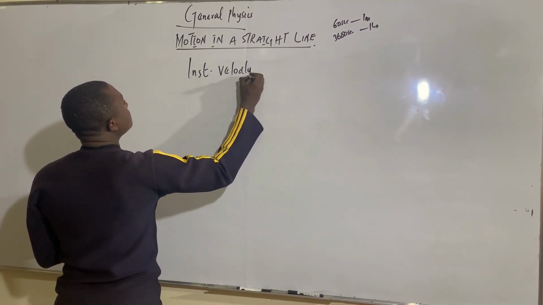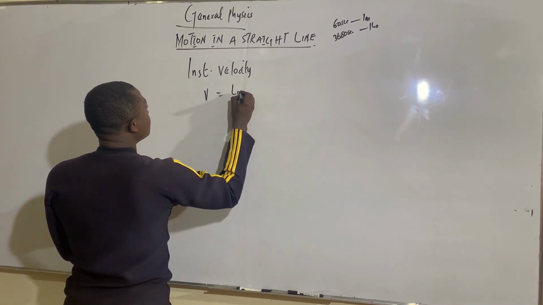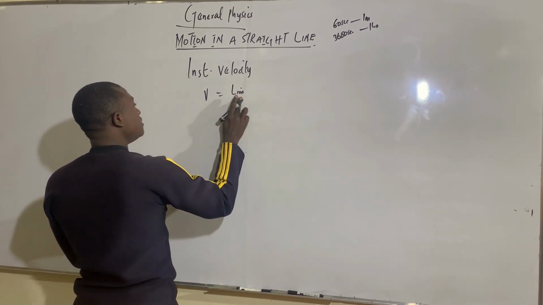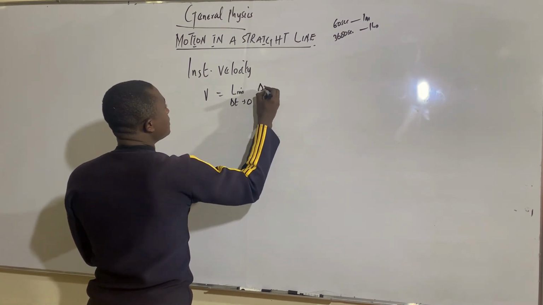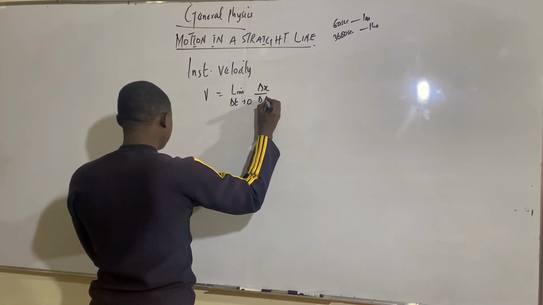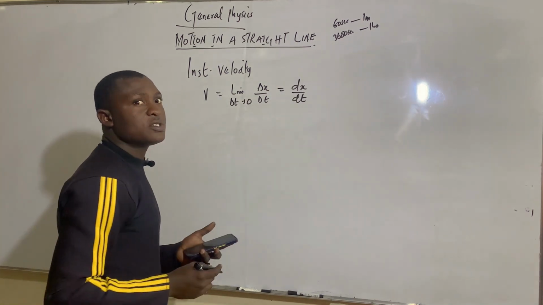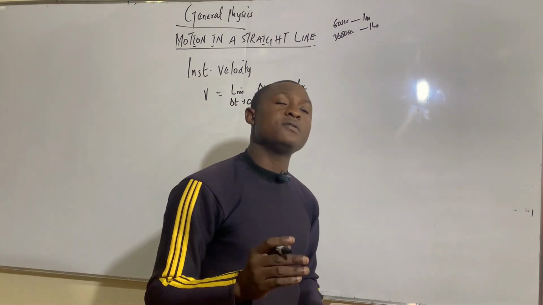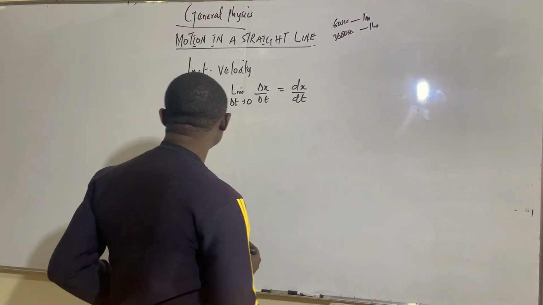Instantaneous velocity is given as V equals the limit, as the change in time goes to 0, of delta x over delta t, which is the same thing as dx/dt. So if you want to get the value of this, it involves derivatives, how to differentiate it. Then we are coming to that. So let's see a question from there.